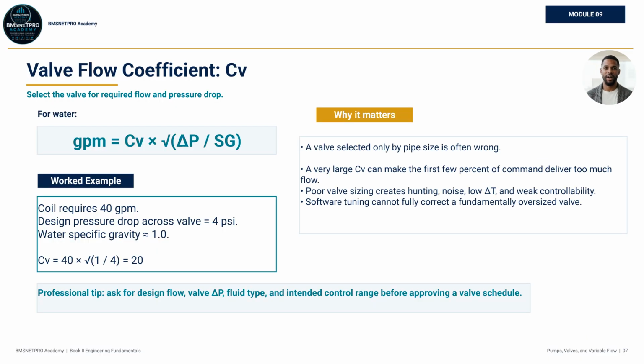Valve CV is a practical sizing concept. For water, CV is approximately the flow in gallons per minute that produces a one-psi pressure drop across the fully open valve. In this example, the coil needs 40 GPM and the design valve pressure drop is 4 psi. For water, the required CV is about 20. If somebody installs a valve with a CV of 80, that valve may be severely oversized. The result is not just a sizing problem on paper, it becomes a control problem in the building. Small command changes can create large flow changes, the loop may hunt, and low delta T may appear. Always remember, valve selection by pipe size alone is risky.